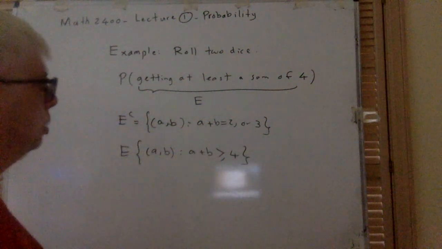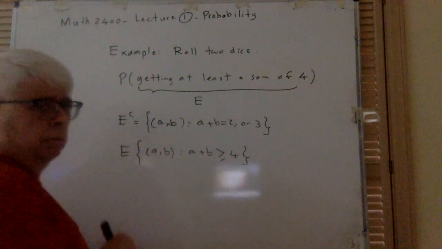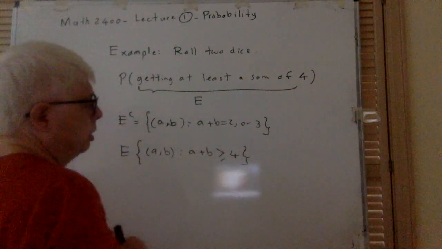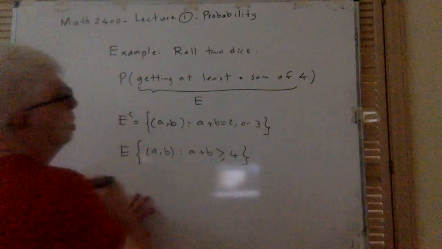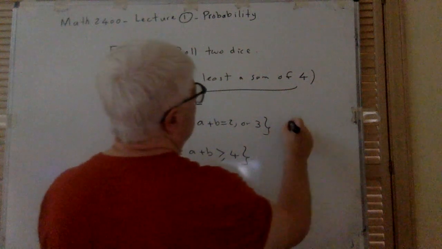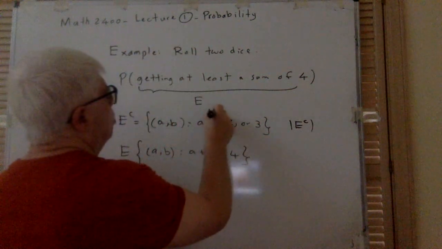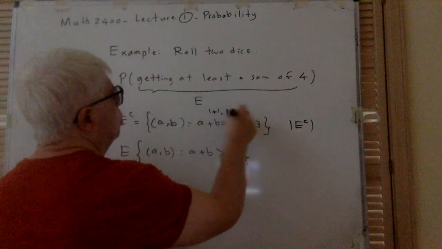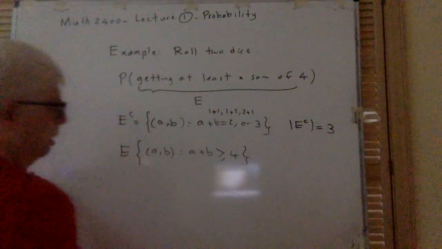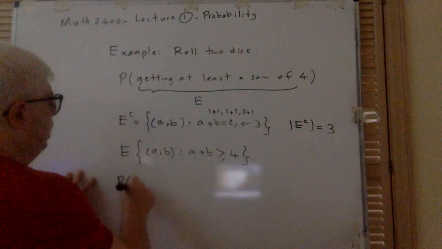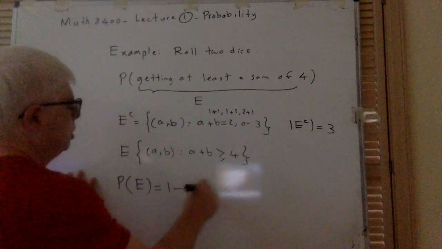Okay, so it's easier to deal with this one, right? The sum of 2 or 3, how many outcomes does E complement have? It's either 1 plus 1 or 1 plus 2 or 2 plus 1. So this is just 3, right? So P of E is 1 minus P of E complement.